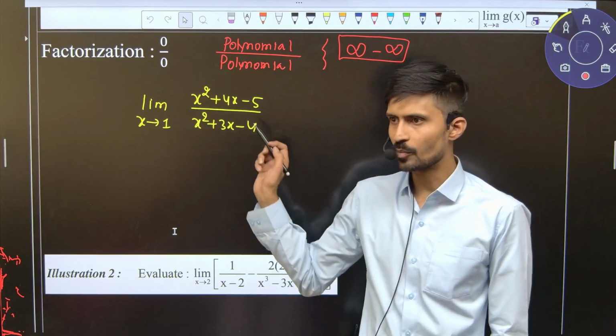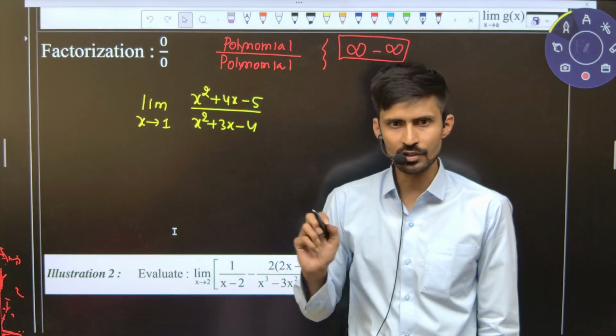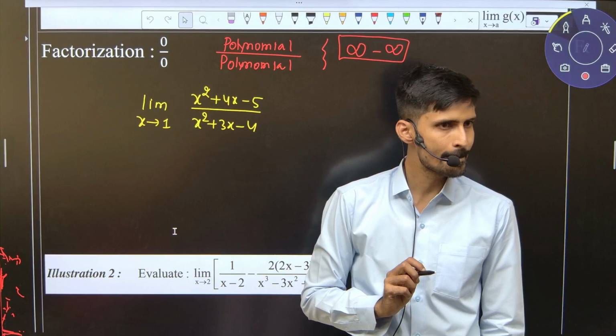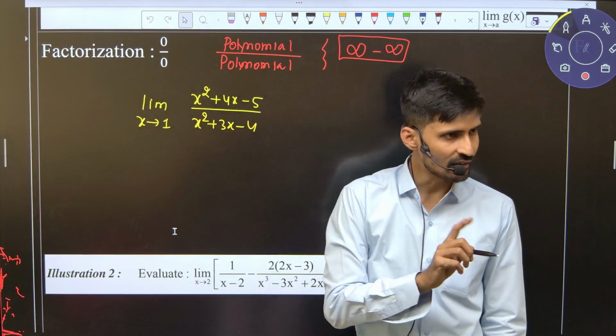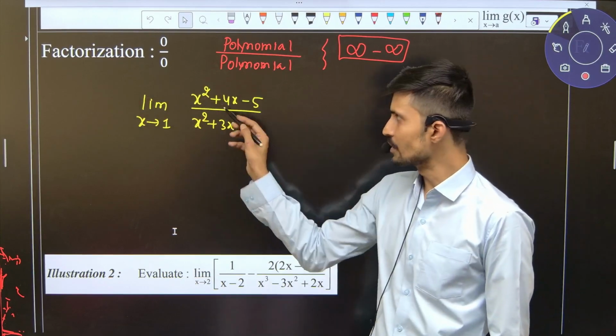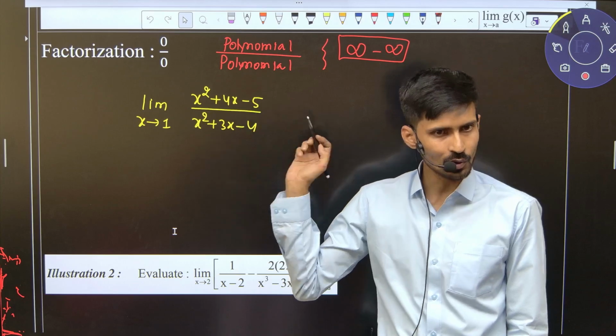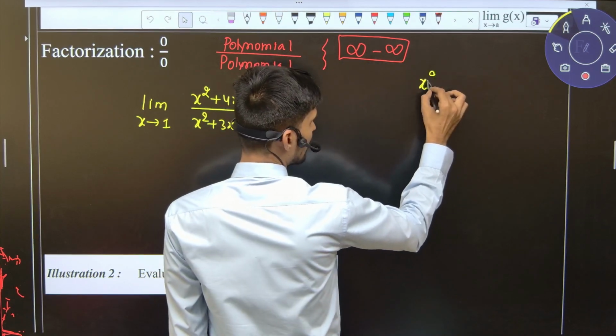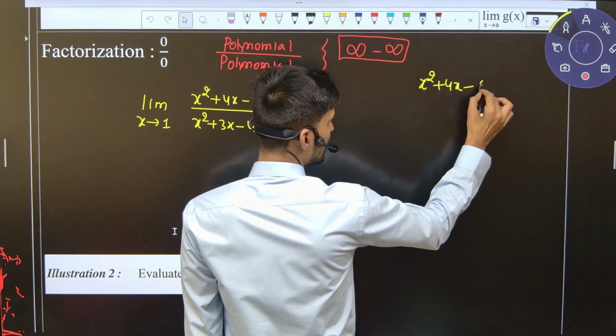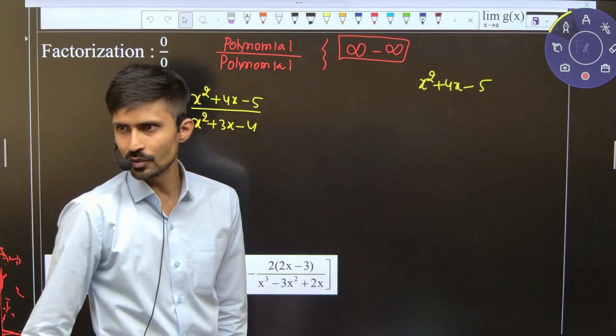And this is polynomial by polynomial also. This is 0 by 0 also. What does it mean? It means factorization technique will be used. Factorization means this is quadratic. I'll find roots of that quadratic, x square plus 4x minus 5. I will find its roots.